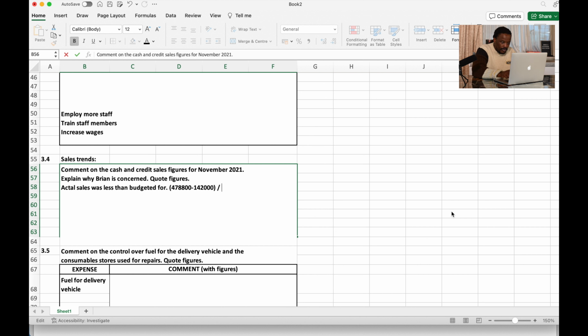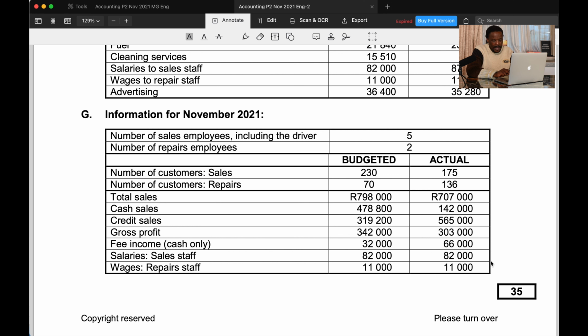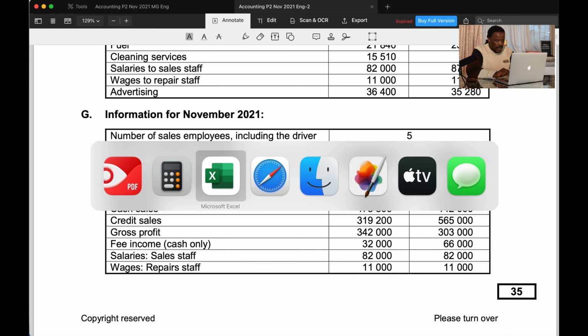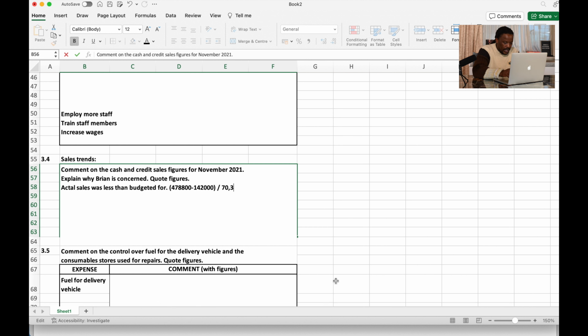Or you show the examiner the percentage, how to do the percentage. You look at the actual minus the budget, divide by the budget. Now let's look at 478,800 minus the actual 142,000, divided by the budget 478,800. So it's 70.3%, which is equal to 70.3%.